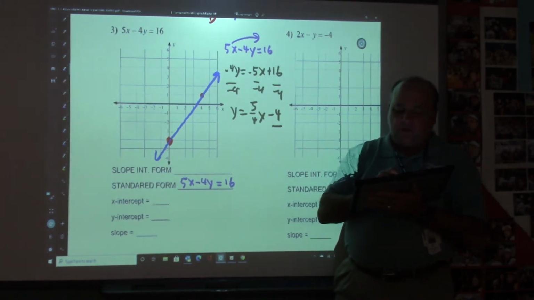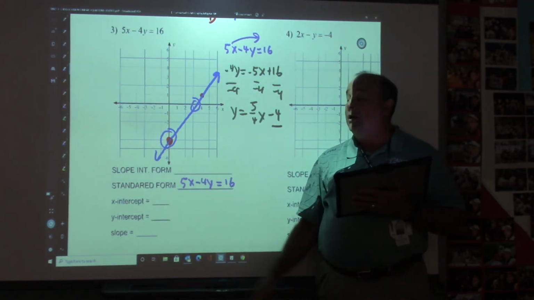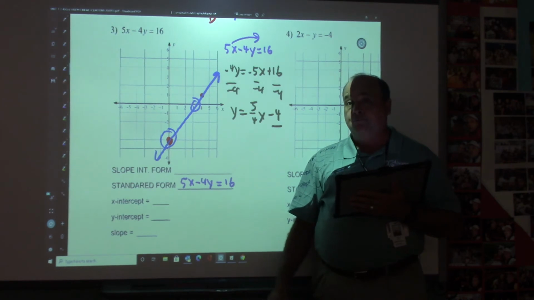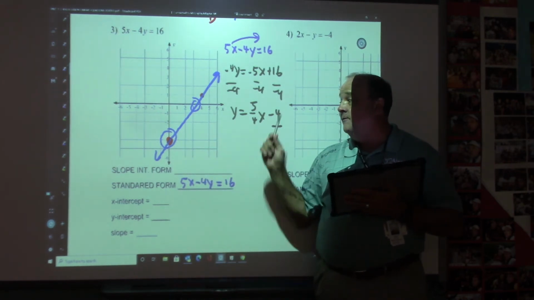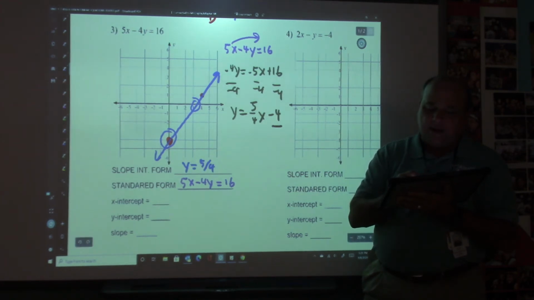Notice, circle the x and y intercepts. Notice the x-intercept is a fraction in it. It's somewhere between 3 and 4. My y-intercept, though, is negative 4. Now then, let's write down the slope-intercept form. It's y equals 5 over 4x minus 4.